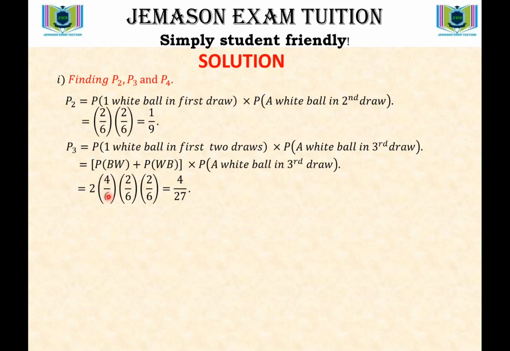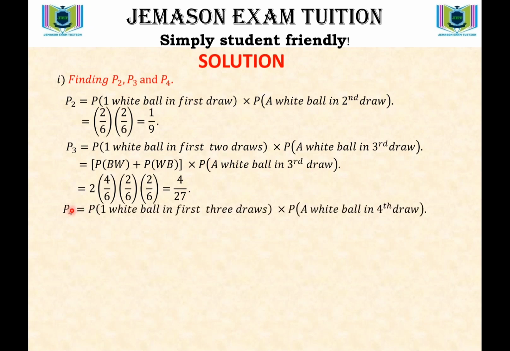Probability of having a black then a white will be the probability of the black the first time, which is 4/6, times the probability of white the second time, which is 2/6, and then times the probability of having a white ball in the third draw, which is 2/6. All that gives 4/27.